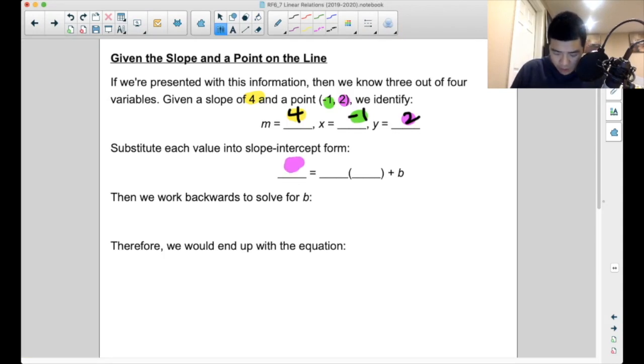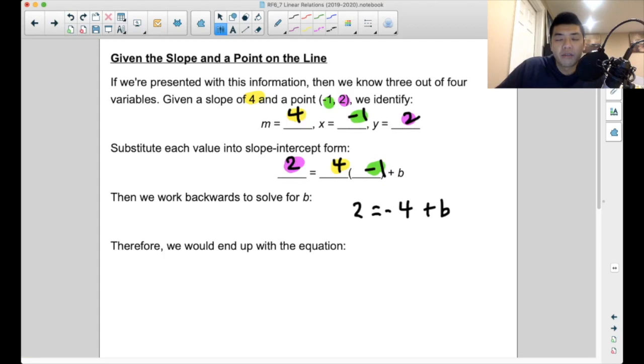My slope and my x values have to come into these positions. So we've got 2 is equal to 4 times -1 plus b. Now we need to work backwards to solve for b. At this point, we're going to end up with 2 is equal to -4. So that -4 comes from the 4 times the -1 plus b. You want to get that b value by itself. So we have a -4 here.